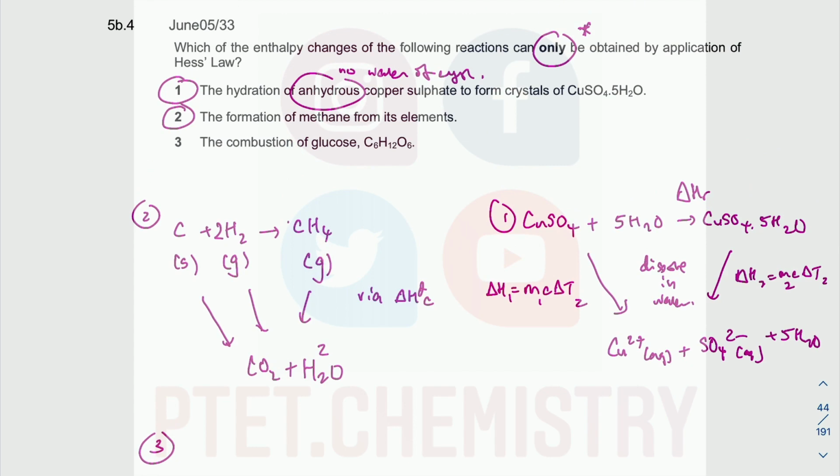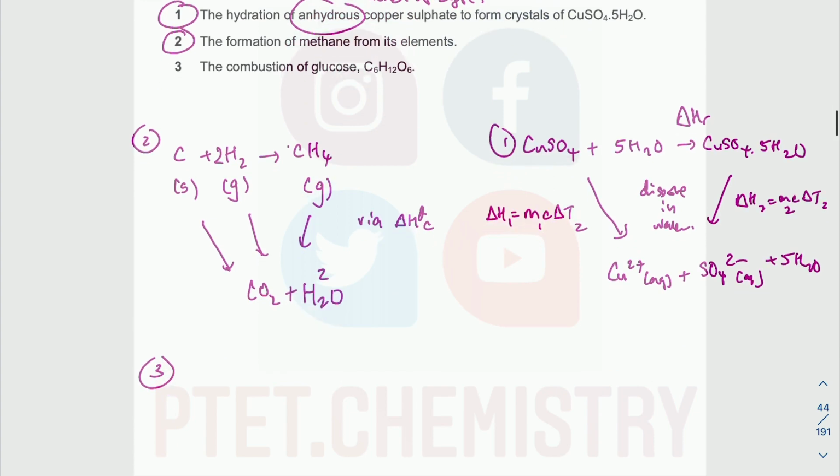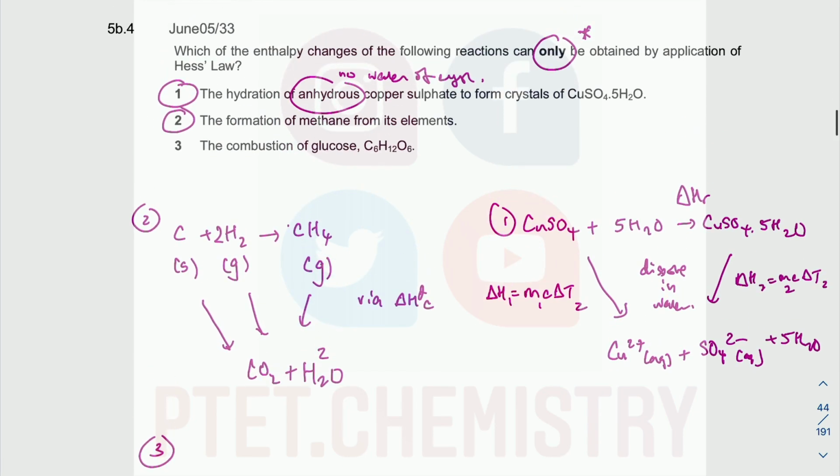That's because they do not form the 5H2O straight away. When you dissolve in water, you're going to dissociate them into copper 2 plus and SO4 2 minus, with water around you. This only forms when you start to crystallize them out, and there's no way for you to determine that directly. Even though you do calorimetry on the side, you still have to use a Hess cycle to relate them together.